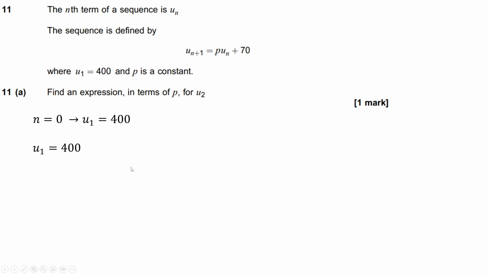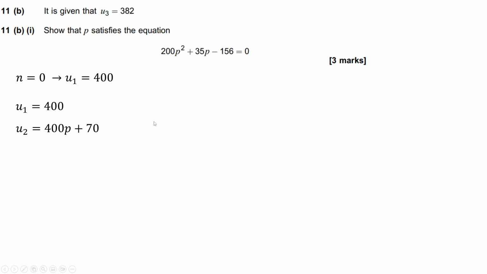Now u2 would just be when n equals 1. Now n equals 1 would have p multiplied by u1. We know that u1 is 400, so that's 400p, and then it's plus 70. And we can kind of just carry this idea on.